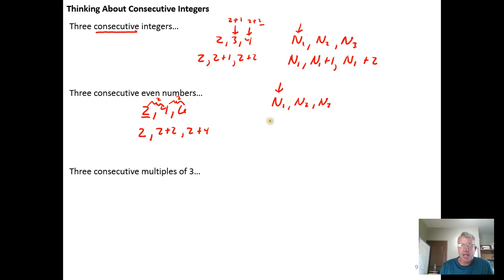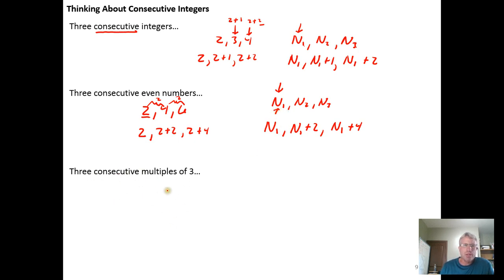So in the abstract case where I don't have concrete integers, I can still do this. Take the smallest even integer. To get the next even integer, add 2 to the smallest one. To get the third even integer, take the first one and add 4 to it. And now I have three consecutive even integers, all expressed in terms of just a single integer.